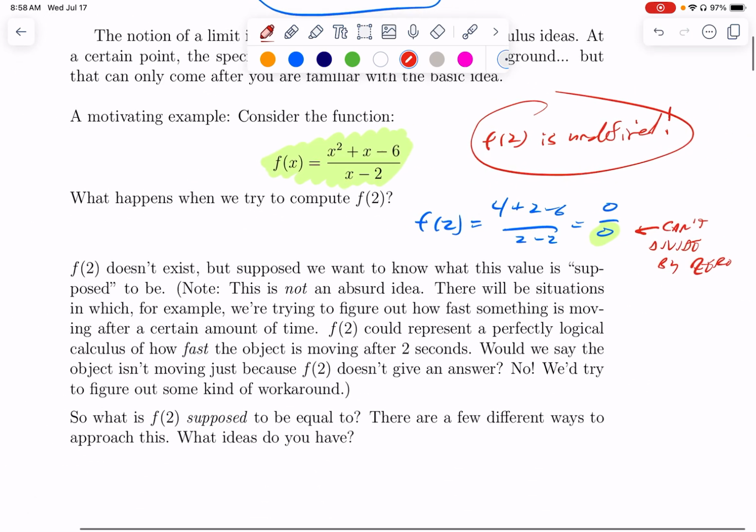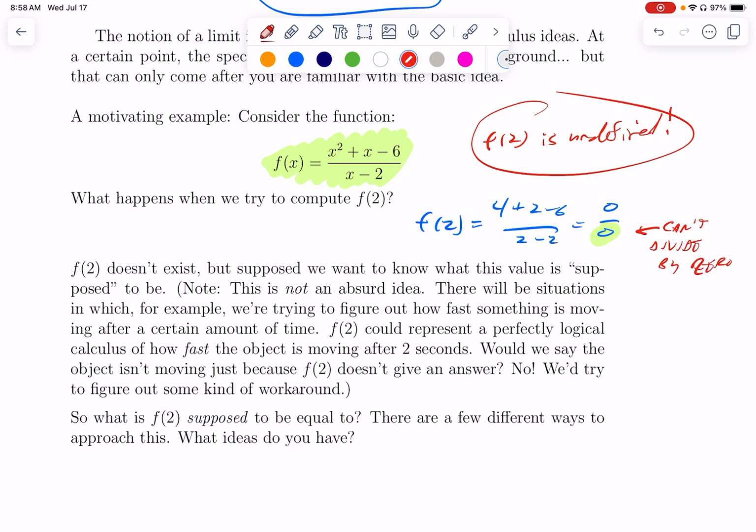Okay, but now let's take a step back and say, what do we think f of 2 is supposed to be? Technically speaking, it doesn't exist. It doesn't have a value. But maybe that's just a technicality. Maybe we feel like it's supposed to have a value and we're just missing something. And I do want you to understand this is not a crazy idea.